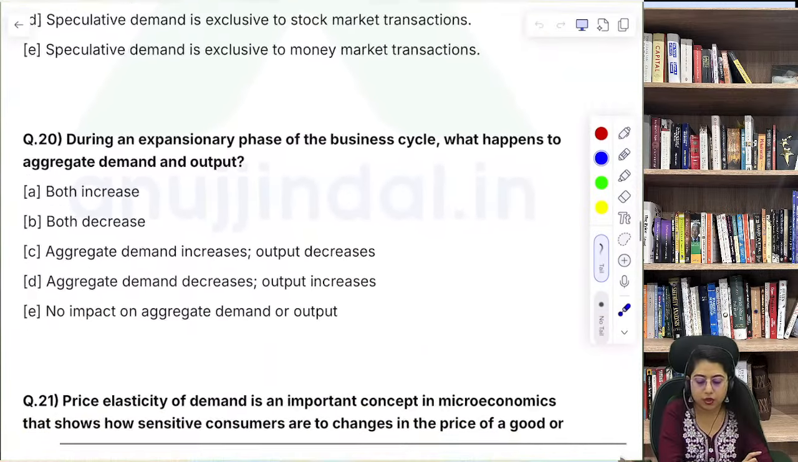Price elasticity of demand is an important concept of microeconomics that shows how sensitive customers are to changes in the price of goods or services. It helps businesses and policymakers to understand how a price changes affect total revenue and customer demand. A higher elasticity means customers react strongly to price changes, while a lower elasticity means demand is relatively stable. Which of the following expressions correctly represents the formula for the price elasticity of demand?